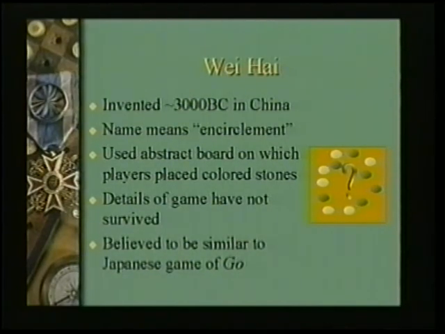In 3000 BC, the Chinese created a game which was called Weihai. We know that the term Weihai means encirclement. We know that they played on some kind of abstract board, and we know that they placed colored stones on that board. That's it. No examples of Weihai survived. No pictures of it, no carvings, no nothing. We think that Weihai is the father of the Japanese game of Go.